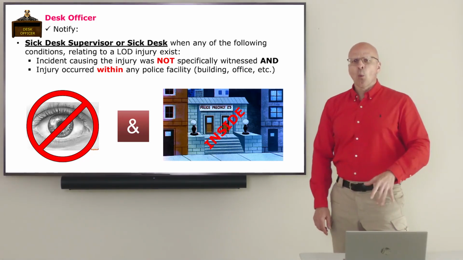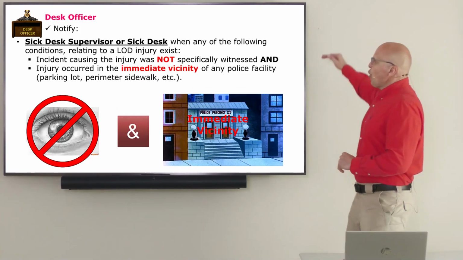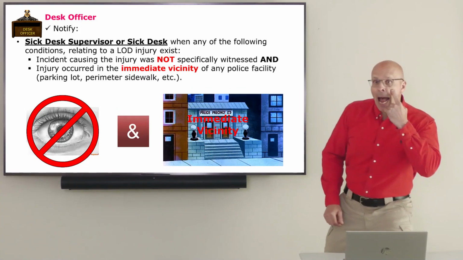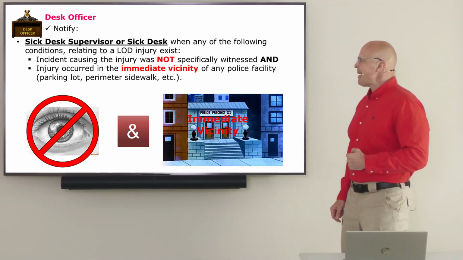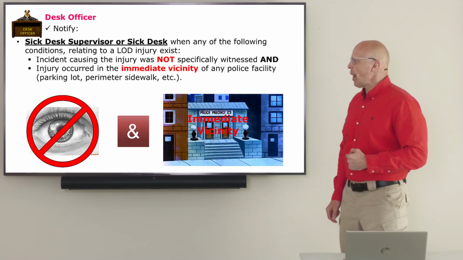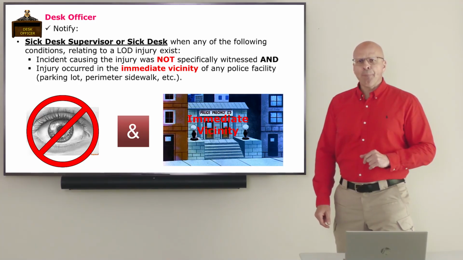Second situation when the desk officer has to notify the sick desk supervisor or the sick desk. Incident causing injury was not specifically witnessed, and the injury occurred in the immediate vicinity of any police facility, parking lot, perimeter sidewalk, etc. Let me give you an example.